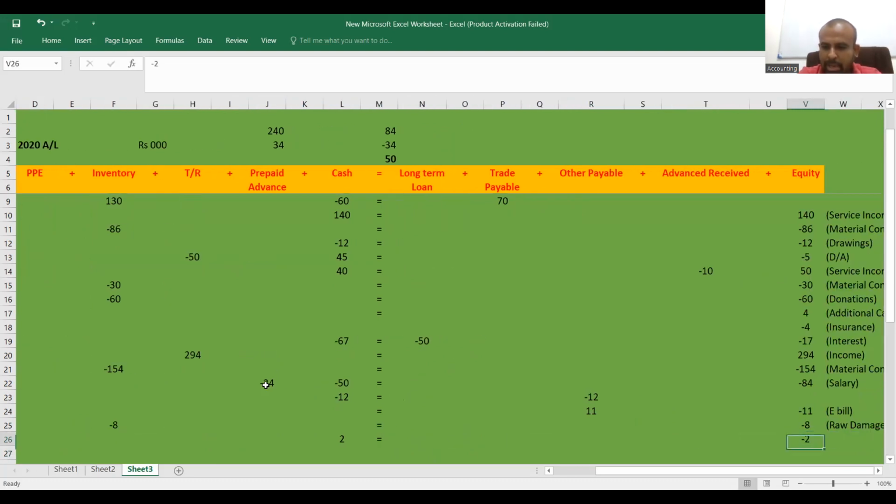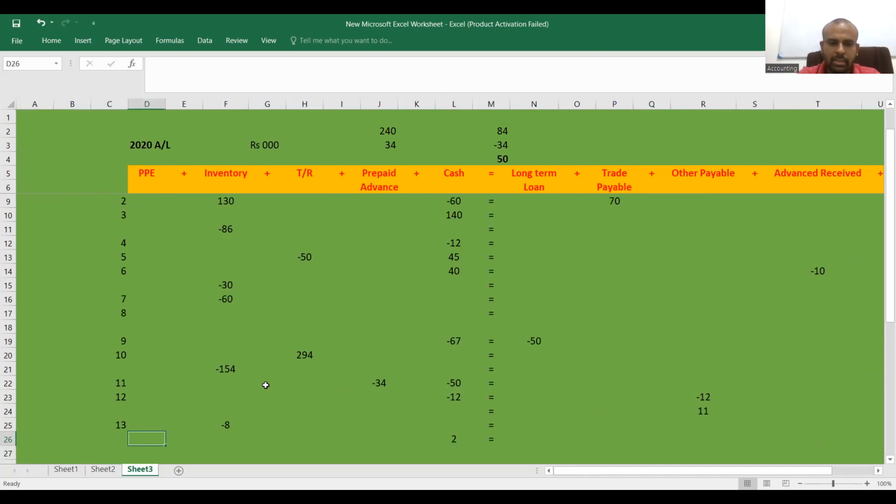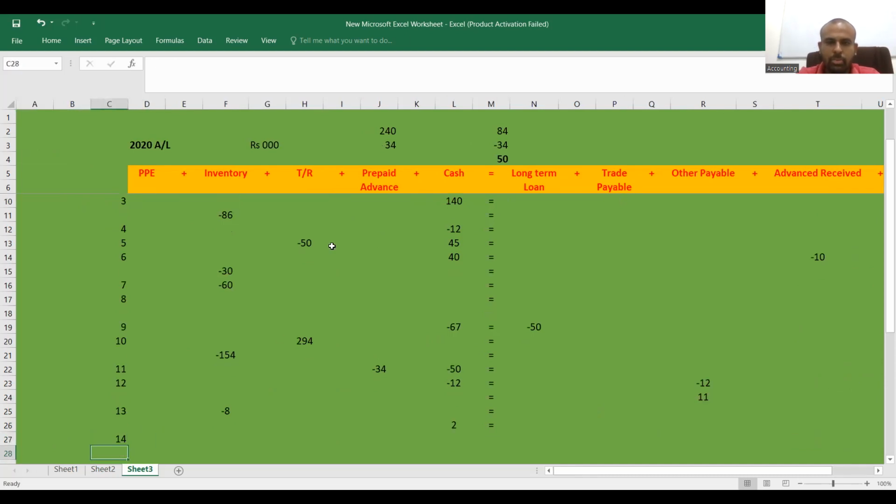However, like a normal income, make it sale of salvage, sale of salvage 2,000. So then it increases equity. It increases equity by 2,000. Clear now? Yes. Transaction number 13. Then shall we move to the 14?